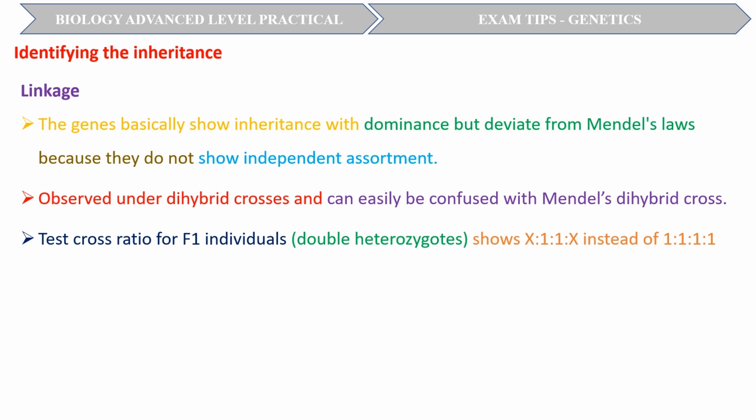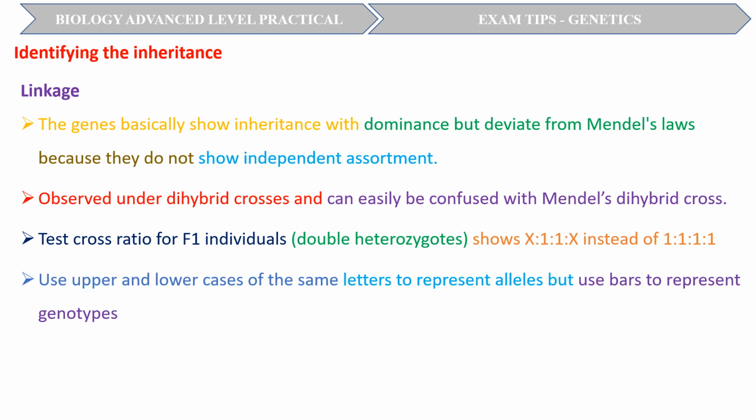To represent the alleles, use upper and lower cases of the same letters, just like with dominance. However, since the genes occur on the same chromosome, that is, they are linked, alleles are written on bars to represent genotypes. The bars represent the chromosome.